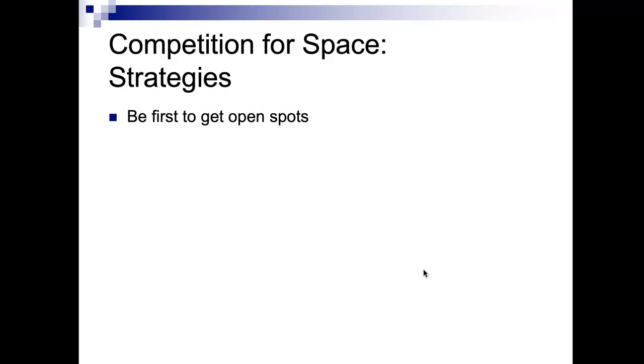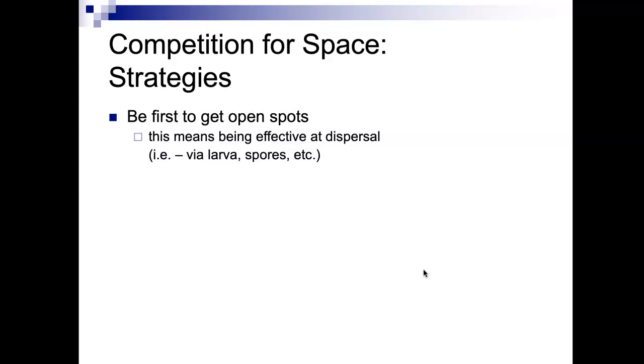So, competition for space strategies. One of the easiest is simply to be the first to get to the open spot. To do that, remember these organisms use larval dispersal. Especially these sessile organisms are going to have a larval form. That means you have to be really effective at dispersing your larvae, or spores, as we'll talk about with some of your sea palms. Sea palms are going to release spores.